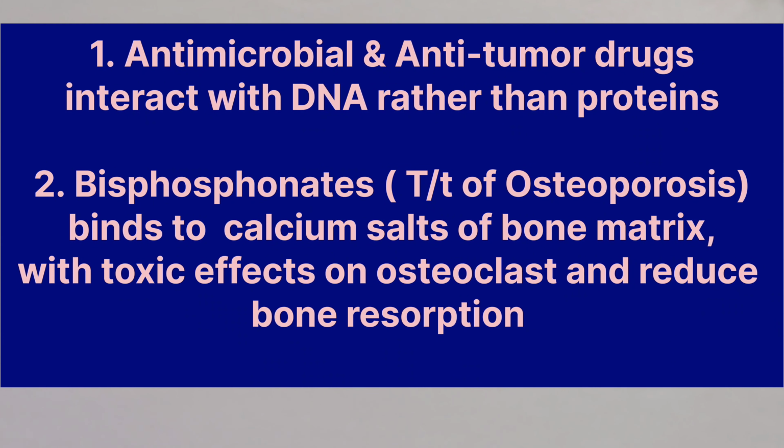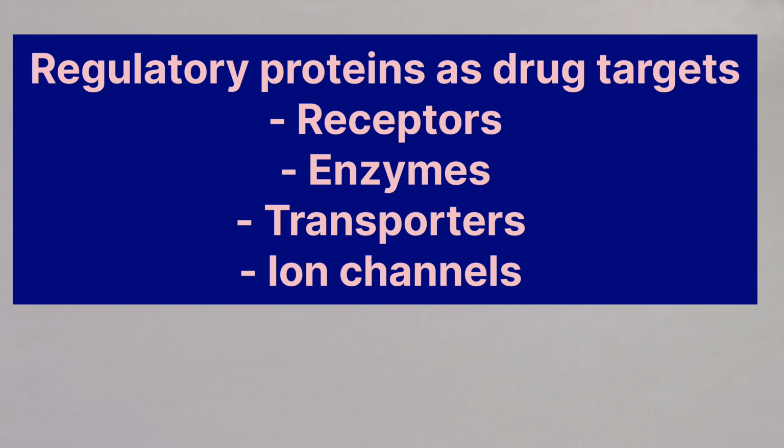The exceptions are antimicrobial and anti-tumor drugs, which interact with DNA rather than proteins. The second exception, bisphosphonates, useful for the treatment of osteoporosis, bind to calcium salts in the bone matrix, rendering it toxic to osteoclasts. This reduces the loss of bone due to osteoclasts and helps in maintaining bone, and is useful for the treatment of osteoporosis. Four kinds of regulatory proteins are involved as primary drug targets. These are receptors, enzymes, transporters, and ion channels.